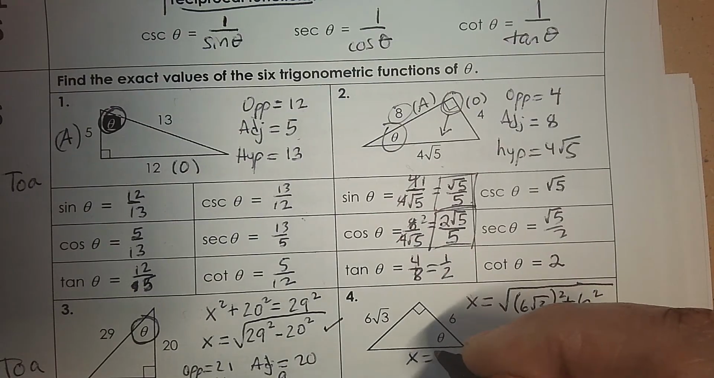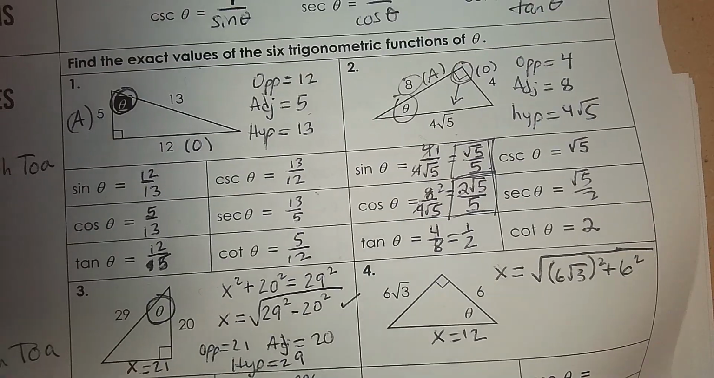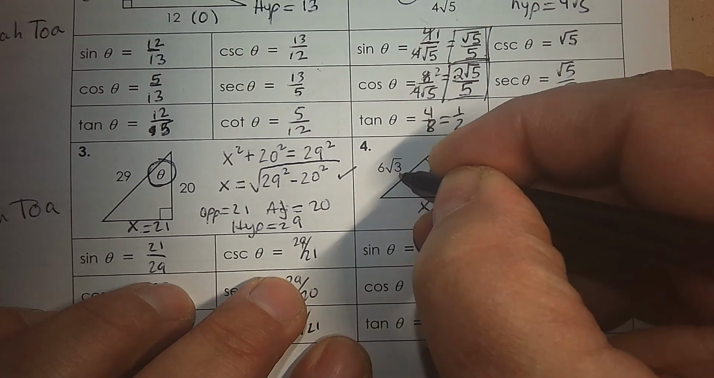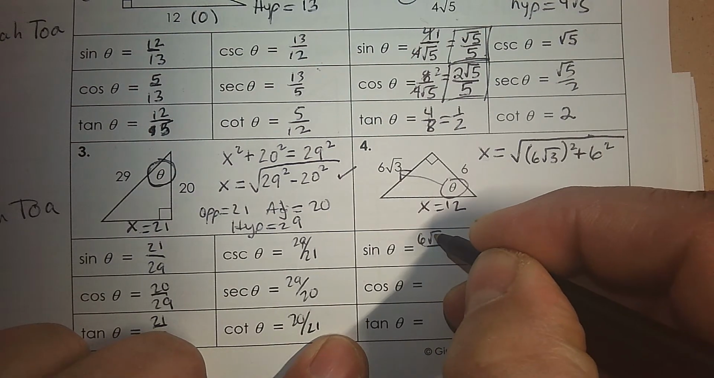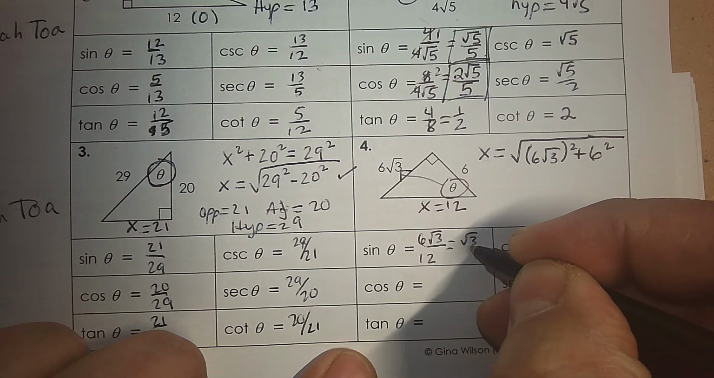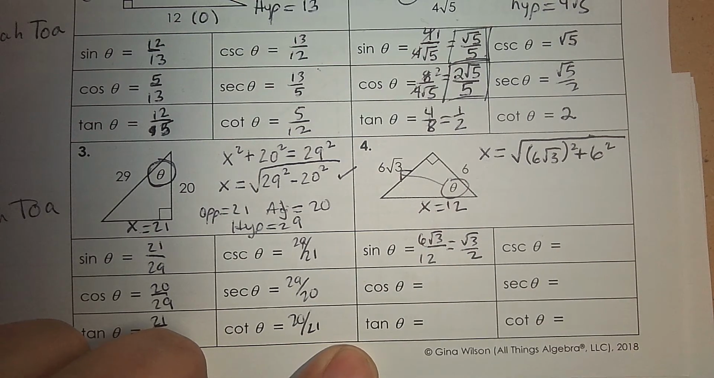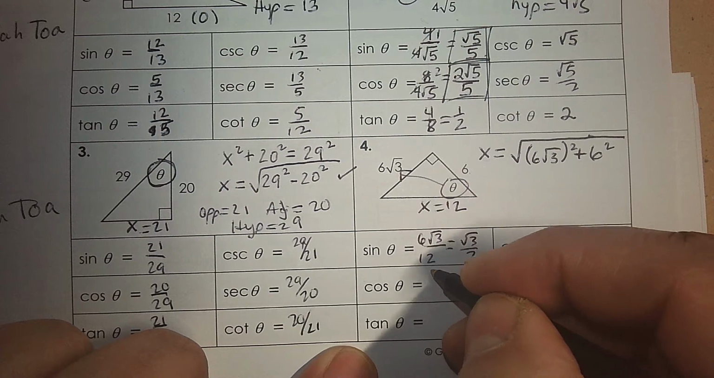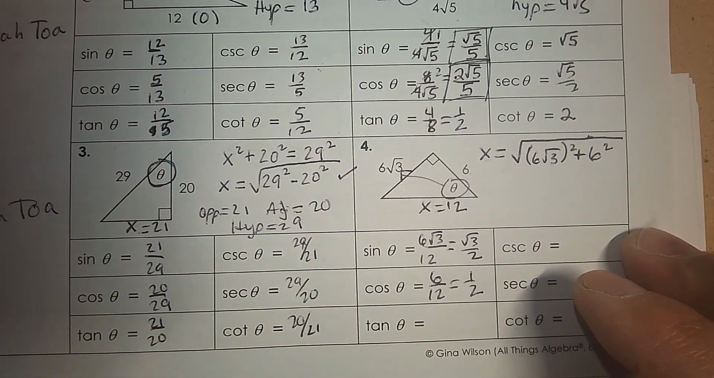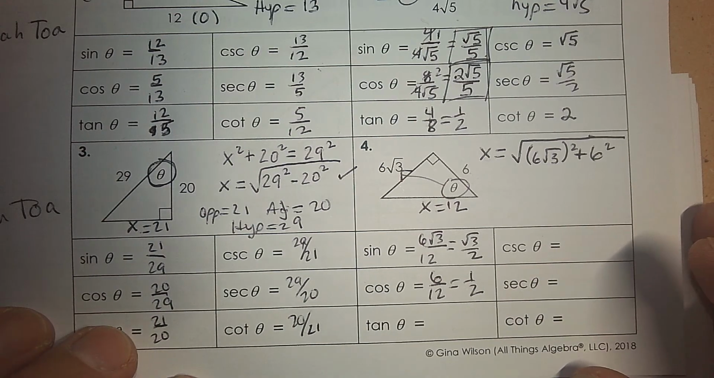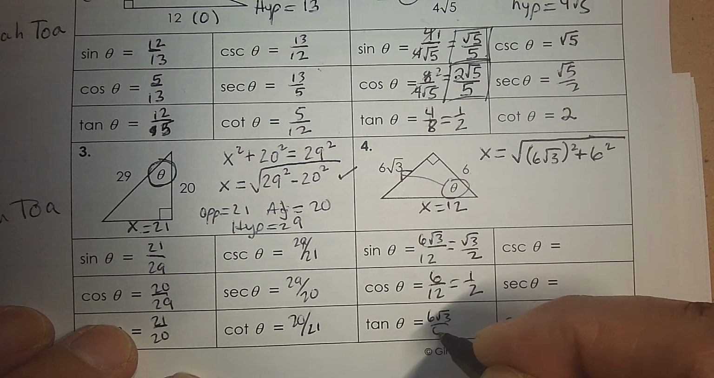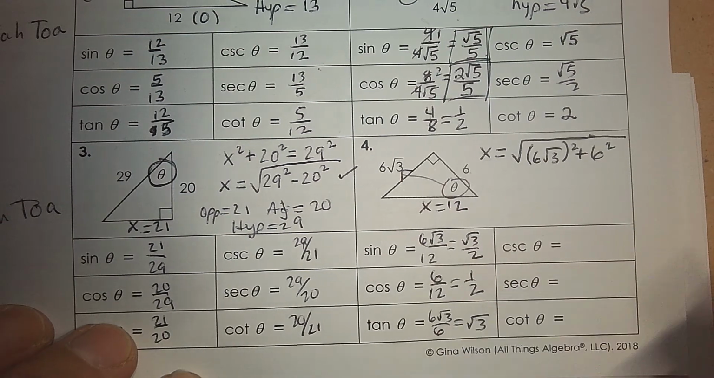Here we go. Sine. Now, circle the angle. Which side is opposite? So it's 6 root 3 over 12. And 6 goes into 12 twice. Cosine. Which one's adjacent? So adjacent over hypotenuse, which is 1/2. Tangent. That's opposite over adjacent. The 6's divide out, and it's just root 3.